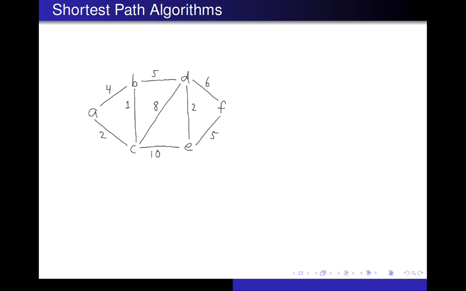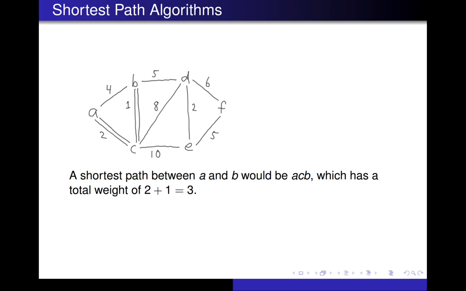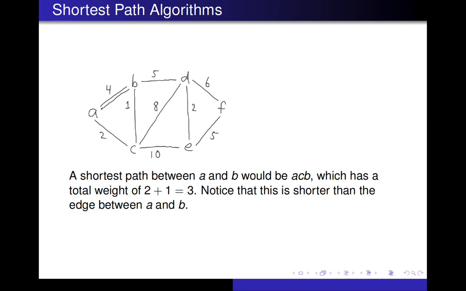So here's our weighted graph again. And if we want to find the shortest path between A and B, that would actually be the path ACB. Looking right there, A to C has a weight of 2, C to B has a weight of 1, so the total weight is 3. And notice something interesting about that. It is actually shorter to go from A to B through C than it is to go directly from A to B along the edge between those two. Because that edge has a weight of 4, which is more than the 3 that you get from going from A to C and then to B. So we've got to be careful about things like that when we're finding shortest paths.